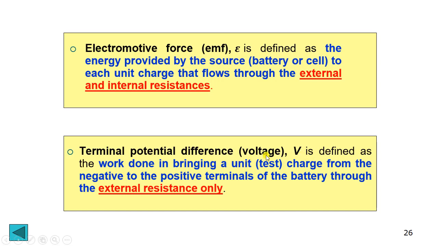Okay, then what is terminal potential difference, or we call it terminal voltage, V? So terminal voltage V pula, maksudnya apa? So the terminal potential difference is referred to the work done to bring a unit of charge from the negative to the positive terminal of the battery only through the external resistance.